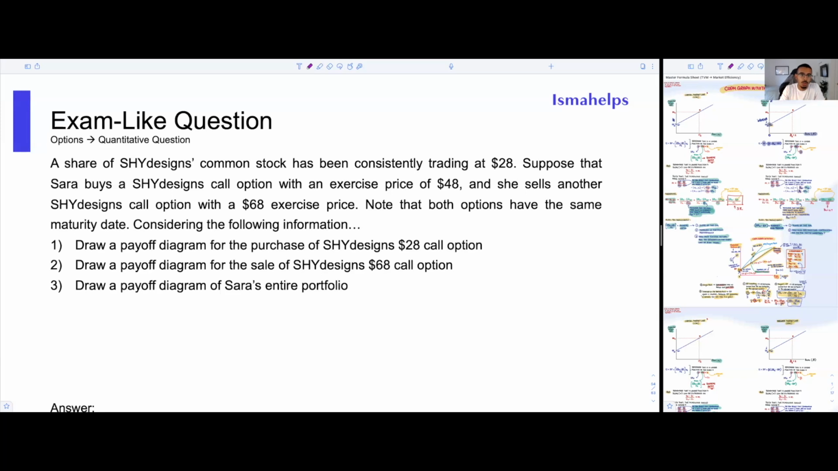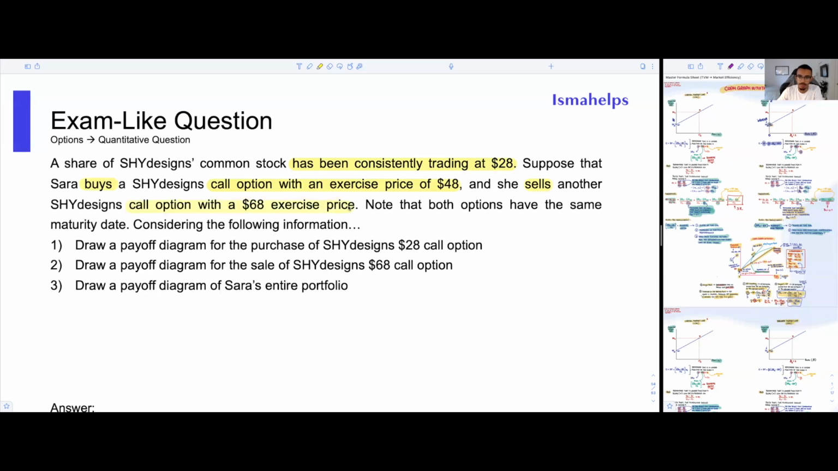The first step is to literally just read through the question. It's as easy as that. So we know that a share of Shy Design's common stock has been consistently trading at $28 per share. Now suppose that Sarah buys a Shy Design call option with an exercise price of $48. This is super crucial. And she sells another Shy Designs call option. So we're going to just maybe highlight buy, or highlight sell. Another call option with a $68 exercise price.